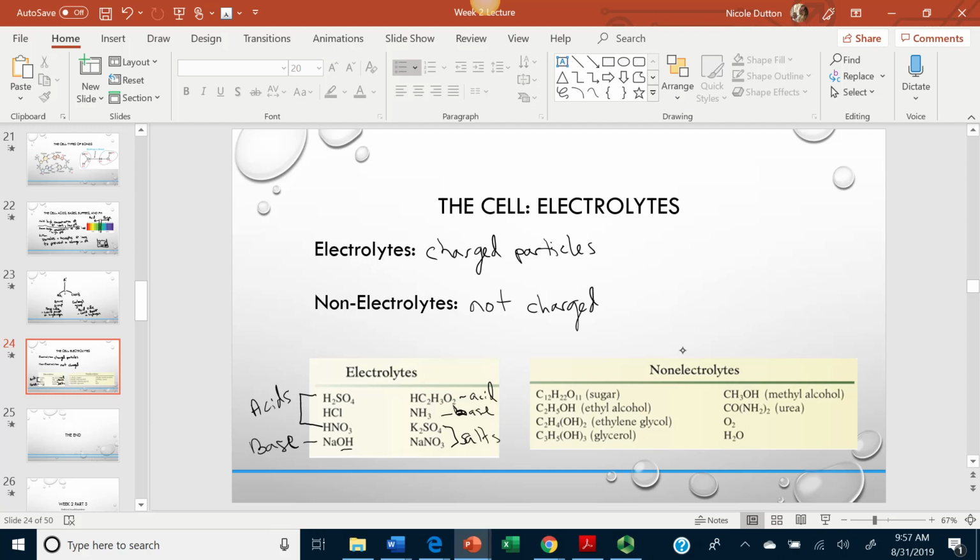Non-electrolytes consist of all nonmetals that are not acids and bases. So if we look at this, carbon, hydrogen, and oxygen are all nonmetals. These types of sugars are considered non-electrolytes. Water is considered a non-electrolyte. So these are not charged, and they are going to be mostly made up of nonmetals.